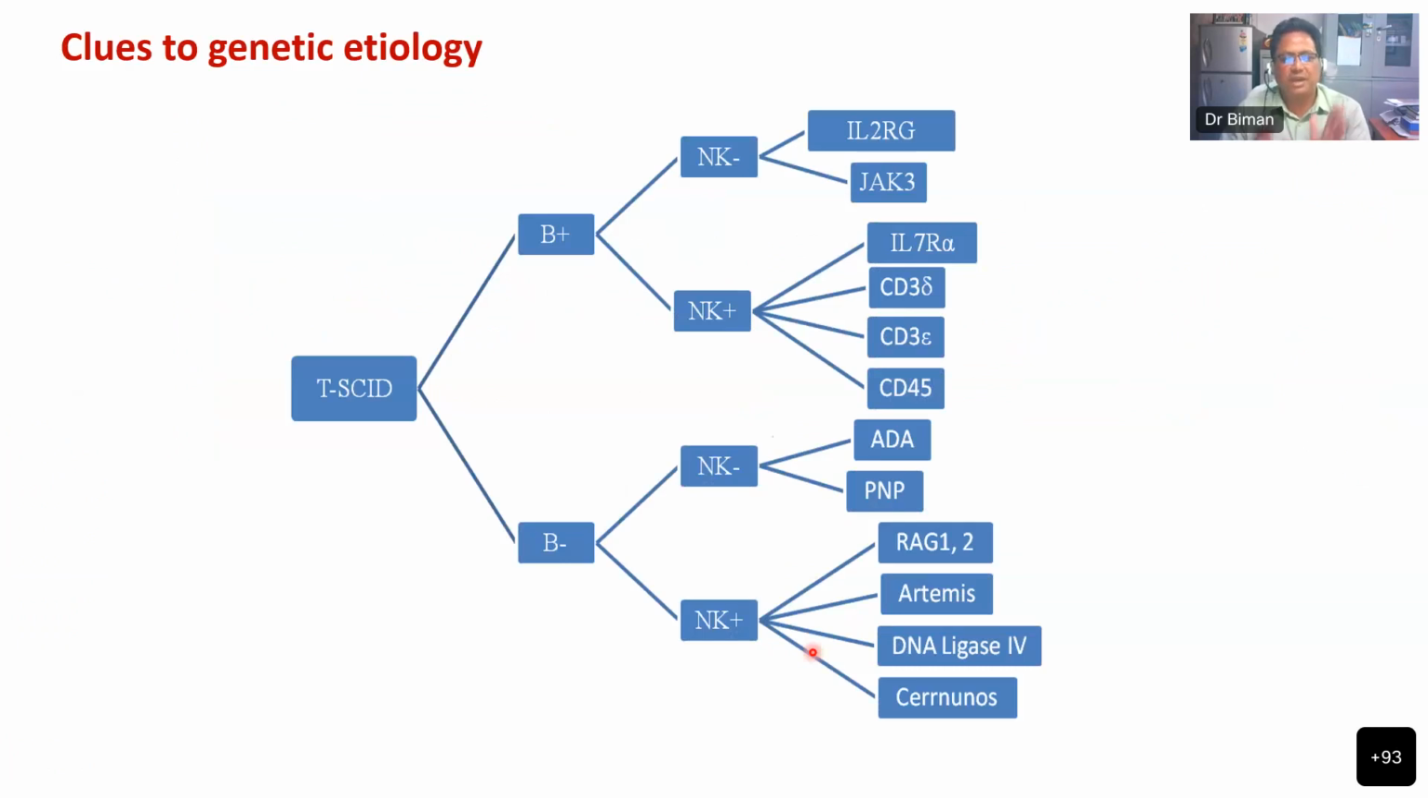Okay, so depending on the presence of T cells, B cells, and NK cells, we divide the kids into different types, and we have all these genes that are responsible. So just by looking at the T cells, B cells, and NK cells, you can almost pinpoint which gene would be the likely candidate where this patient might have a mutation.